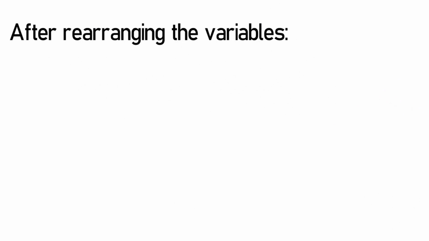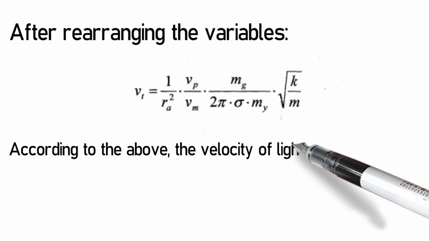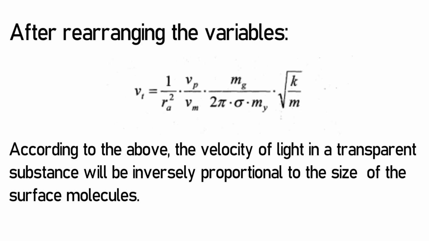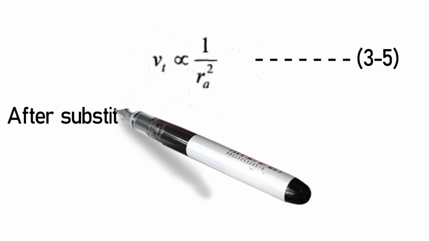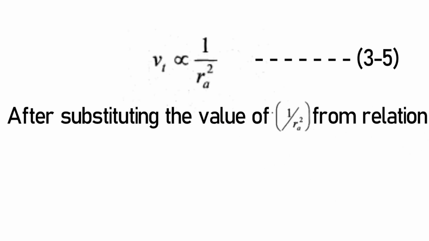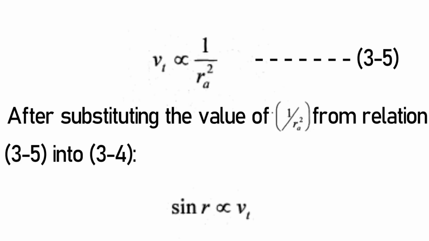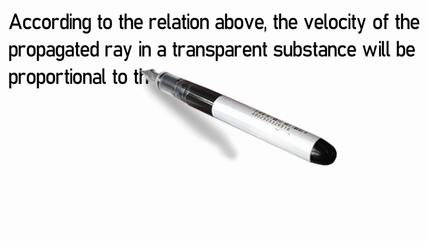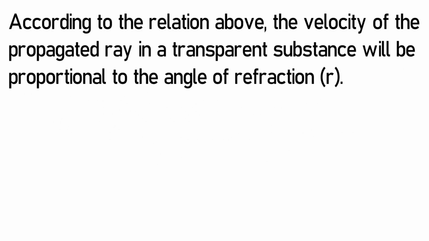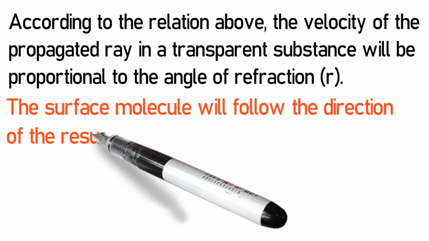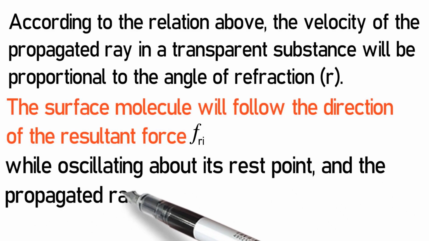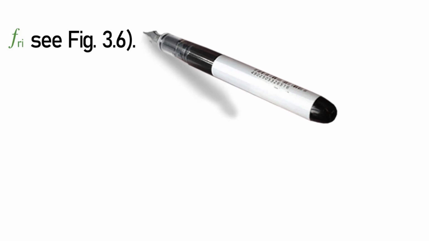After rearranging the variables, according to the above, the velocity of light in a transparent substance will be inversely proportional to the size of the surface molecules. Then, after substituting the value from relation 3.5 into 3.4, according to the relation above, the velocity of the propagated ray in a transparent substance will be proportional to the angle of refraction, r. The surface molecule will follow the direction of the resultant force, F sub Ri, while oscillating about its rest point, and the propagated ray will move in the same direction of that force, F sub Ri, see figure 3.6.